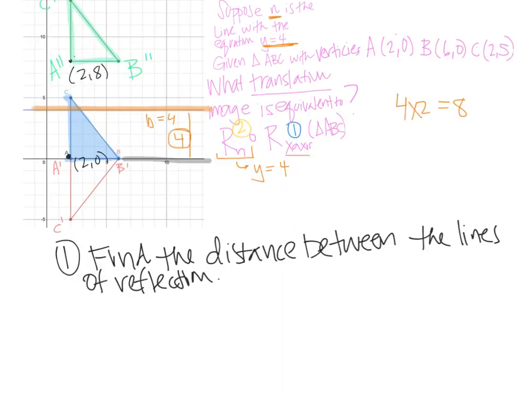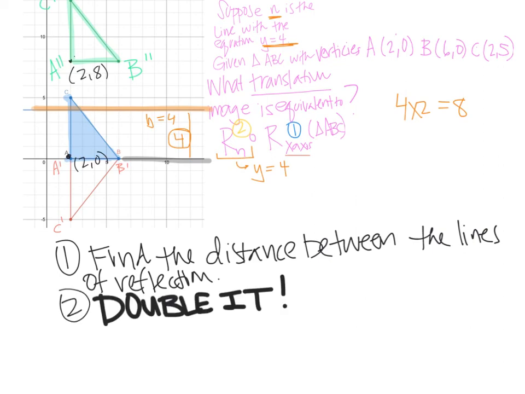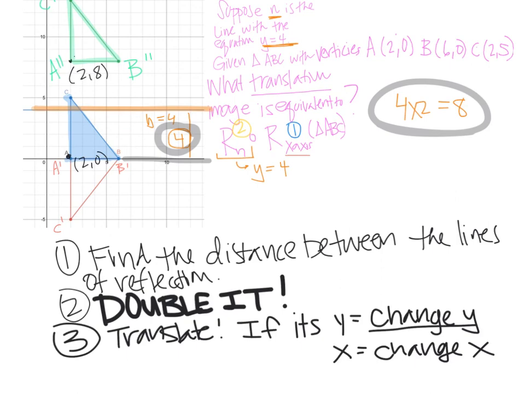So here are our rules. Step 1, find the distance between the lines of reflection. Step 2, double the distance between the 2 lines of reflection. My original distance was 4, and then I double it. 4 times 2 is 8. That's what I did here. Third step, translate it. If it's y equals, we're going to change the y value. And if it's x equals, we're going to change the x value. So our final answer would be a translation of (0, 8). That's it.